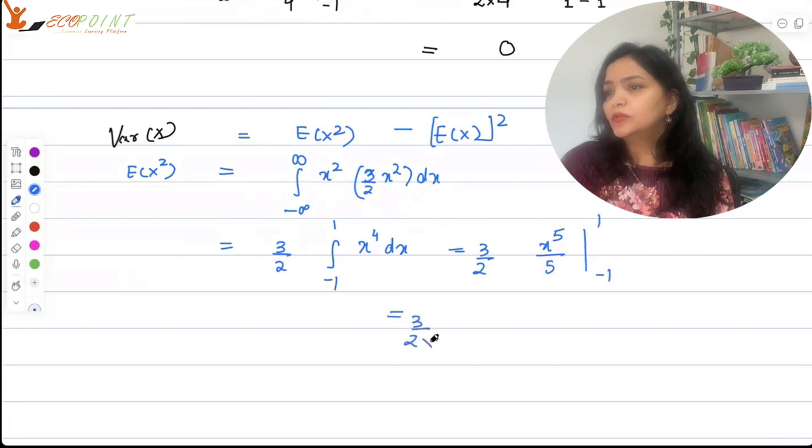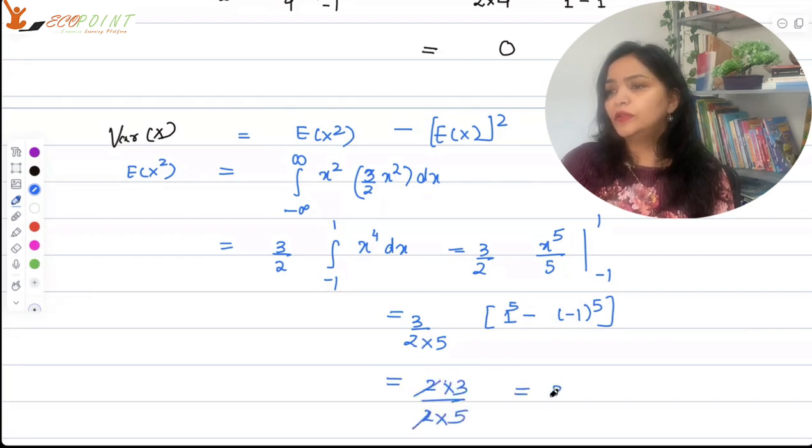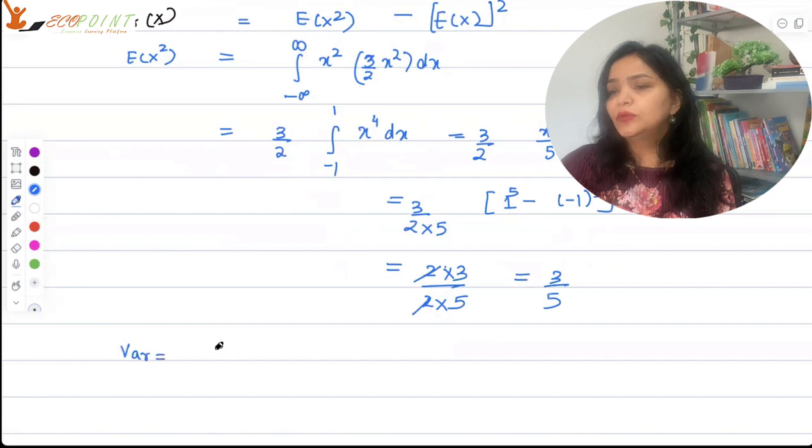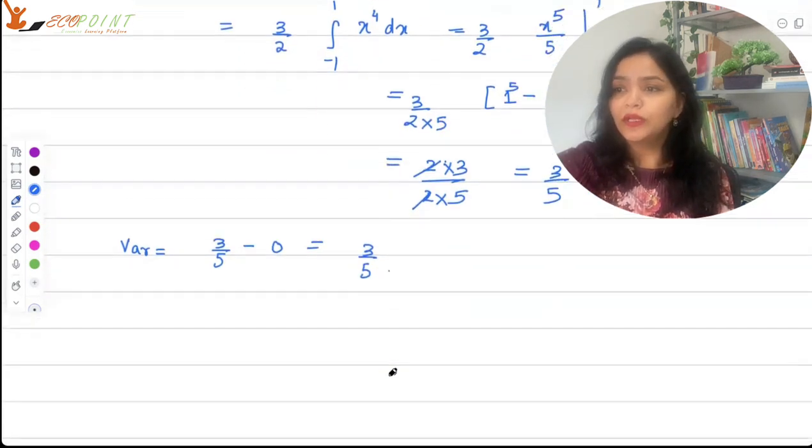So it's going to be 3 by 2 x to the power 5 upon 5 from -1 to 1. So 3 by 2 into 5, and here it's going to be 1 to the power 5 minus -1 to the power 5, which will actually give you 2. So it's going to be 2 into 3 upon 2 into 5. So this cancels off. So 3 by 5 is your expected value of x square. Hence, variance is equal to 3 by 5 minus 0, that is 3 by 5. That's what will be your variance.